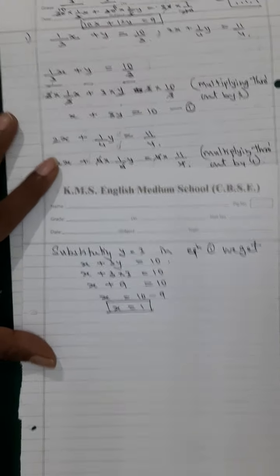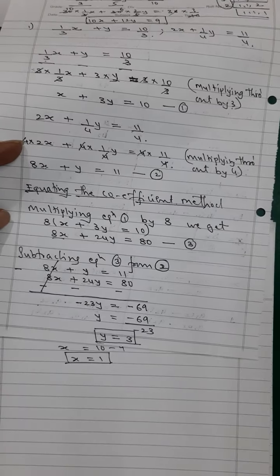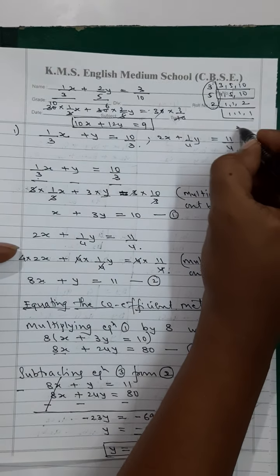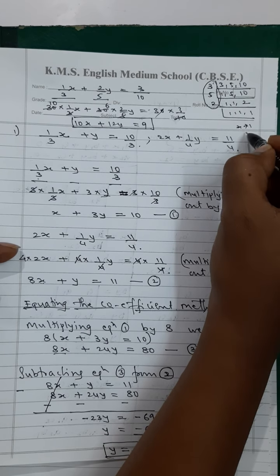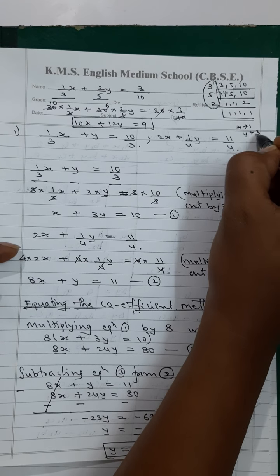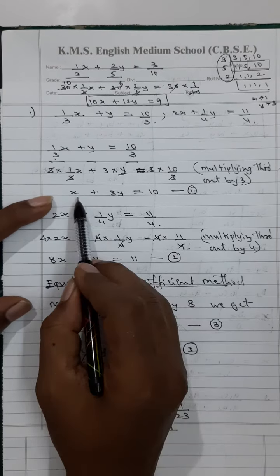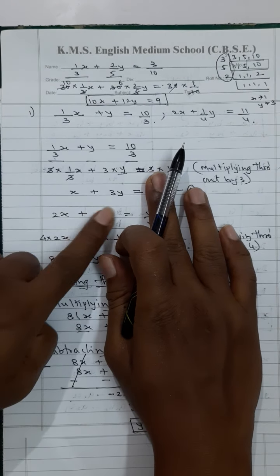Always have a habit of counter checking your answer, especially in linear equations in two variables. X is equal to 1, y is equal to 3. If I substitute these values of x as 1 here, will I get 10?